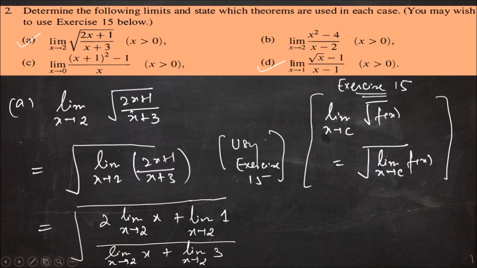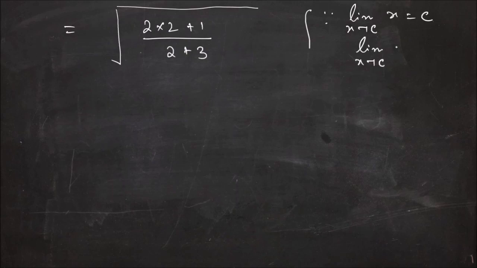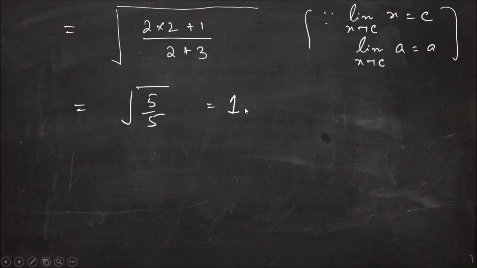Now we have the limit root of (2 times 2 plus 1) upon (2 plus 3). Using limit x tends to c of x is equal to c, and limit x tends to c of a is equal to a, so for a constant it is a, and for x it is c. We have just used that, and this is nothing but root of (4 plus 1) which is 5 upon 5, which is 1.